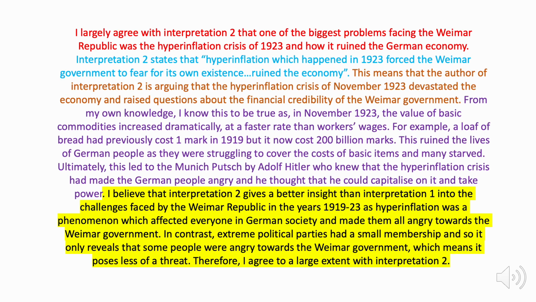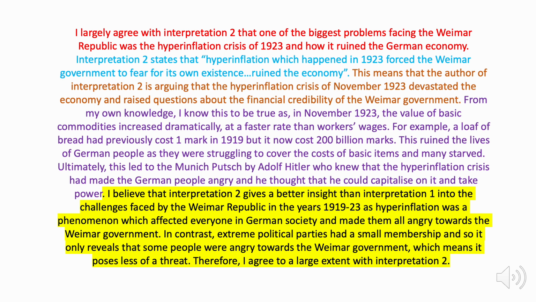Okay, so hopefully you've paused and now you've resumed and you've reached a similar conclusion. So the part in red is my point, the part in blue is my evidence, my explanation, as you can see, is in brown, it's quite short. The biggest thing though is the purple part, which is my own knowledge. So 2 pieces of specific own knowledge, so I'm using specific statistics. So 200 billion marks in November 1923, that's specific. I'm explaining that, so I'm then saying this ruined the lives of German people as they were struggling to cover the costs. And then I've talked about the Munich Putsch, and how that was caused by the hyperinflation crisis.